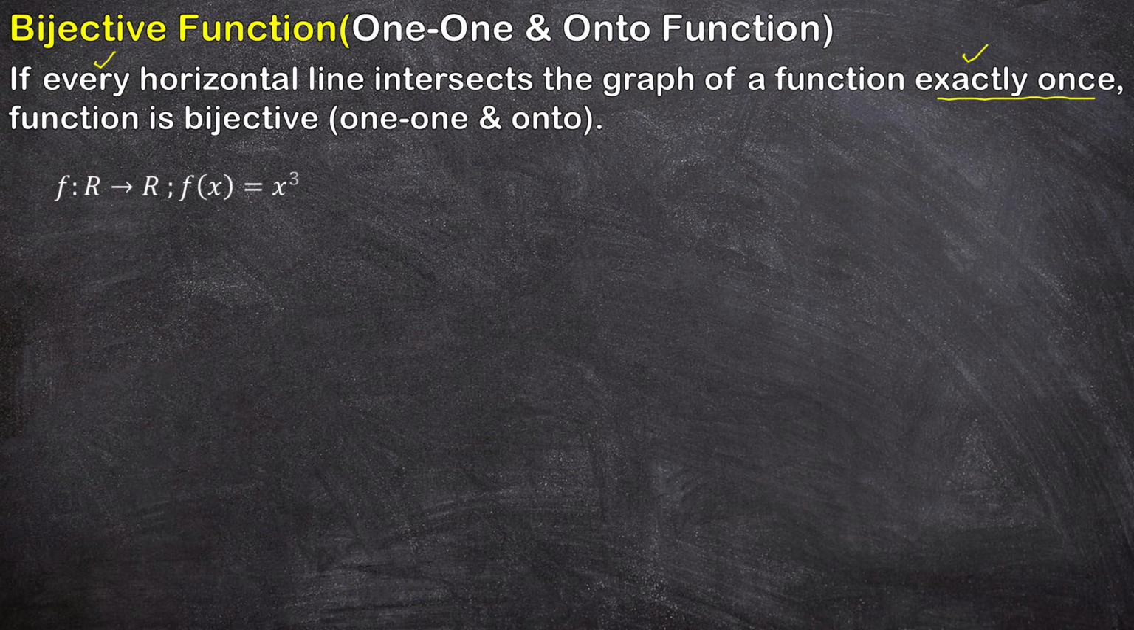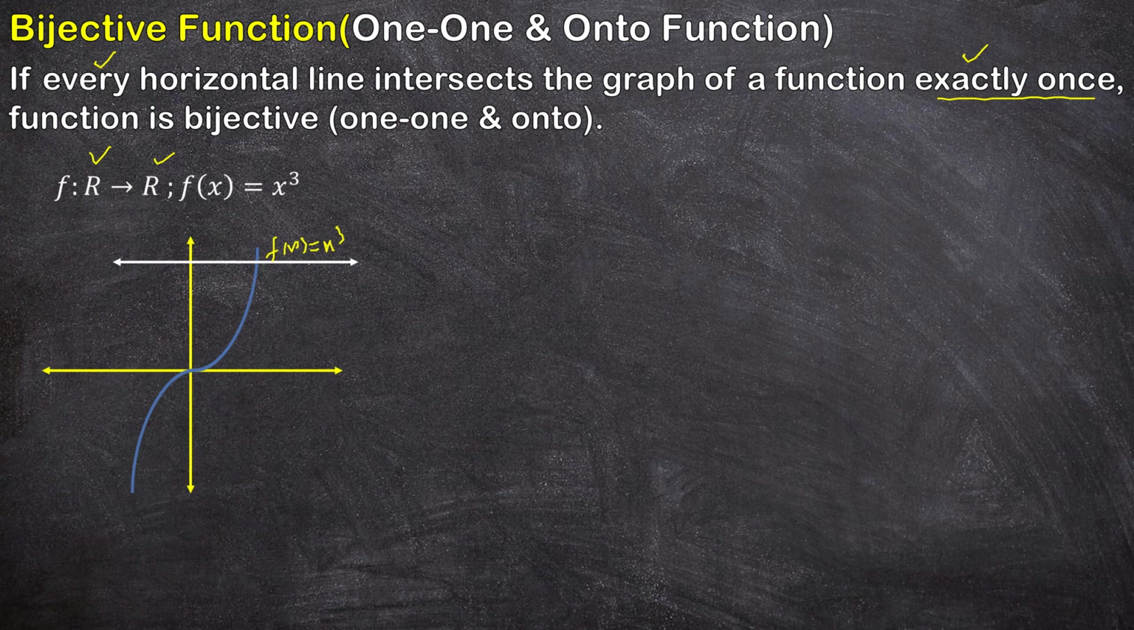We take a function f from R to R defined by f of x is equal to x cube. The domain and codomain of this function is the set of real numbers, that is, it is a real valued function. Let's draw the graph of f of x is equal to x cube. We take a horizontal line and move it across the graph of this function, and we see that this horizontal line intersects this graph exactly once. So this function is a bijective function.